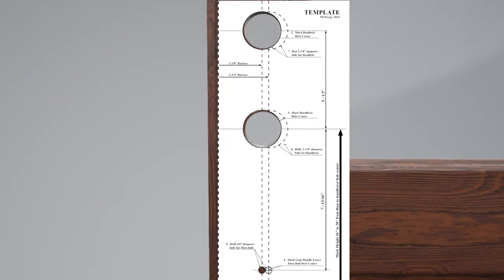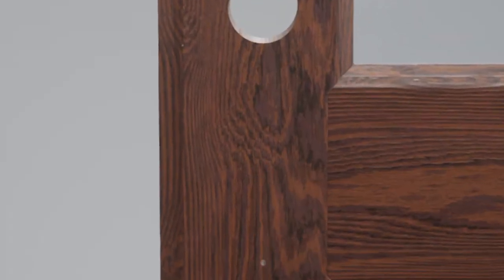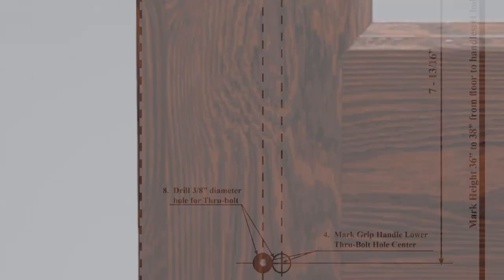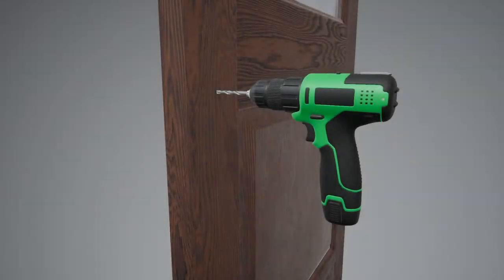Place the template on the door, aligning the edge of the template with the edge of your door, while also lining up with your existing deadbolt and latch holes. Mark the position of the very bottom hole using a pen, pencil, or even your drill bit. Move to the other side of the door and repeat these steps using the template to mark the bottom hole there as well.